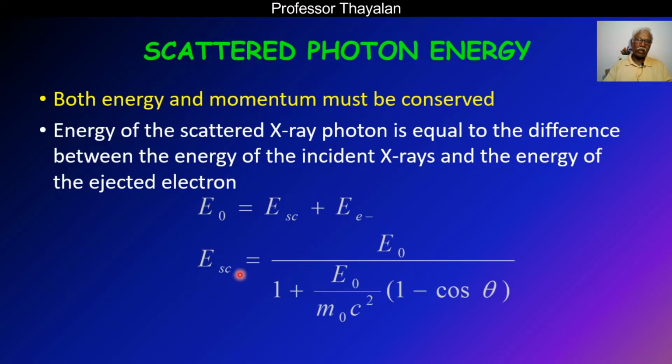Additionally, one can also calculate the energy of the scattered photon, which is equal to the incident X-ray photon energy E0 divided by 1 plus E0 divided by M0 C square, times 1 minus cos theta. M0 C square is the rest mass energy, C is the velocity of light, and theta is the angle of scatter.